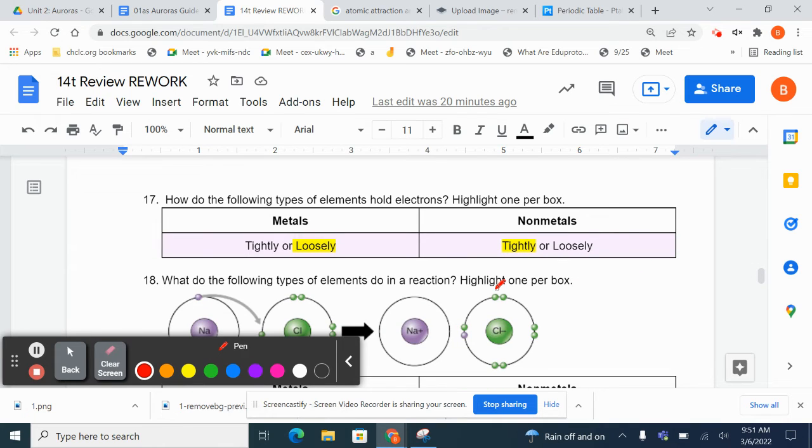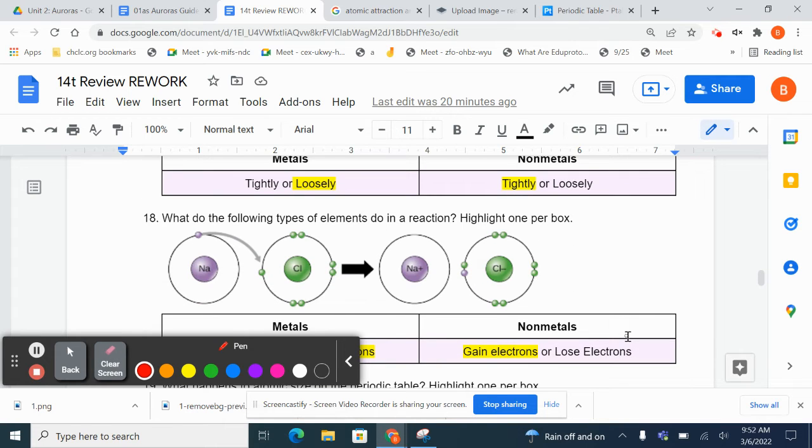All right, so we have been talking about this since the very beginning of the year, that metals hold their electrons loosely. This is why they are good conductors of heat and electricity, why they're malleable. All their different characteristics are because their valence level is held loosely. Whereas nonmetals, which are the opposite, they are dull and don't conduct electricity, is because they hold their valence level tightly.